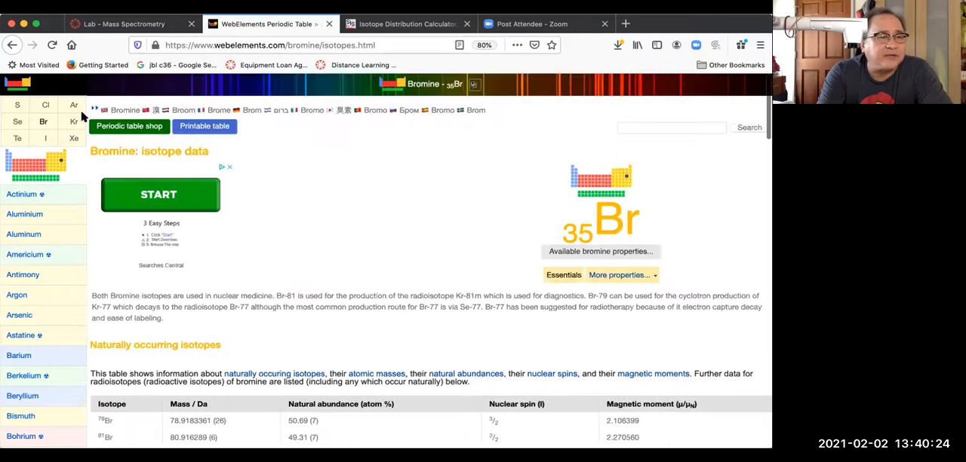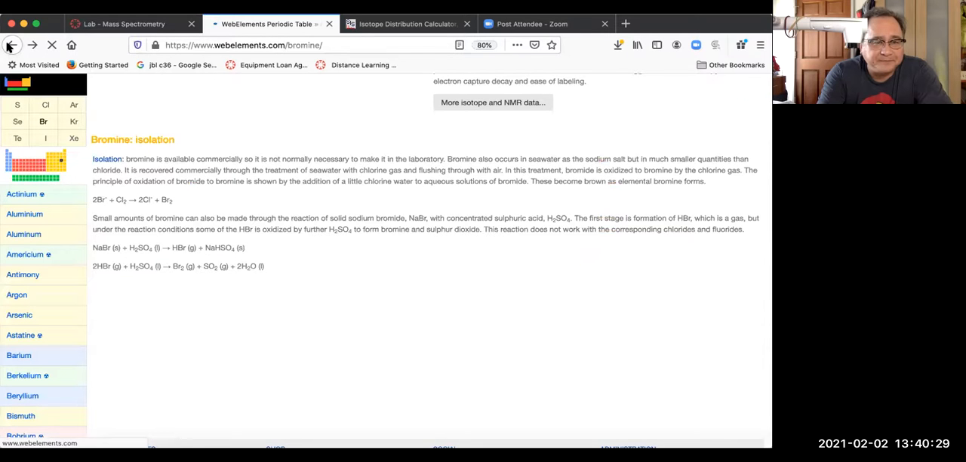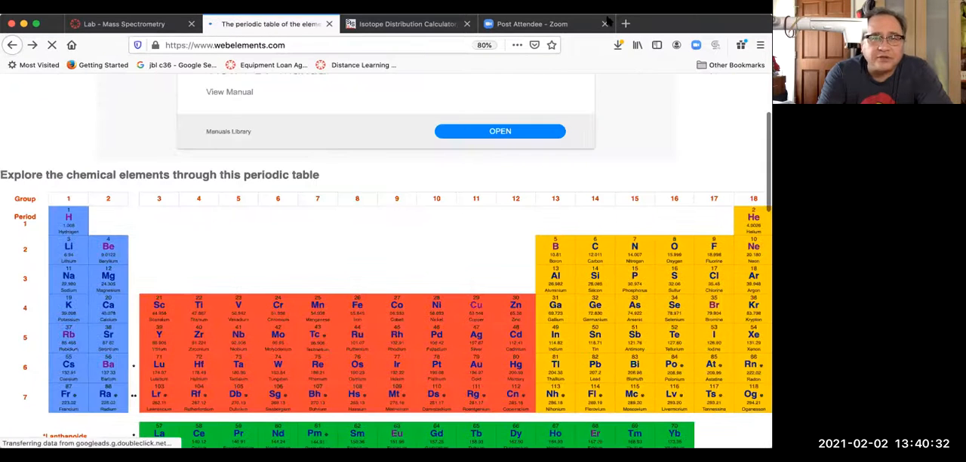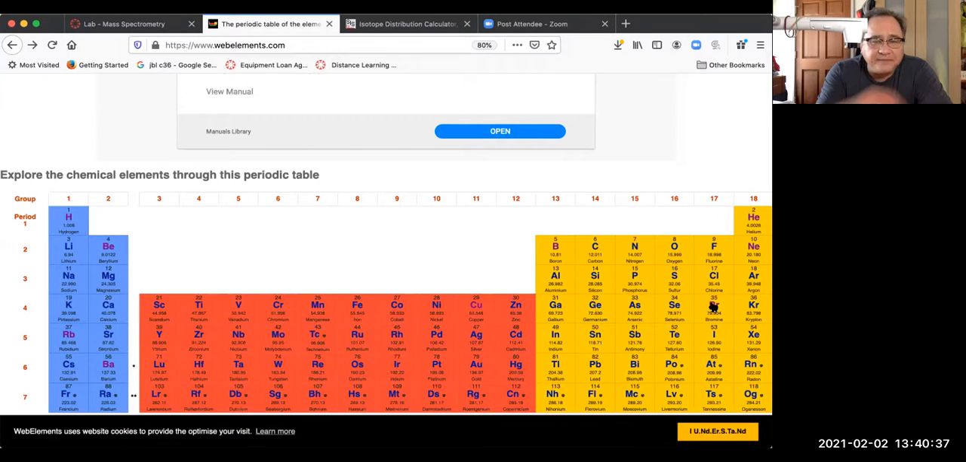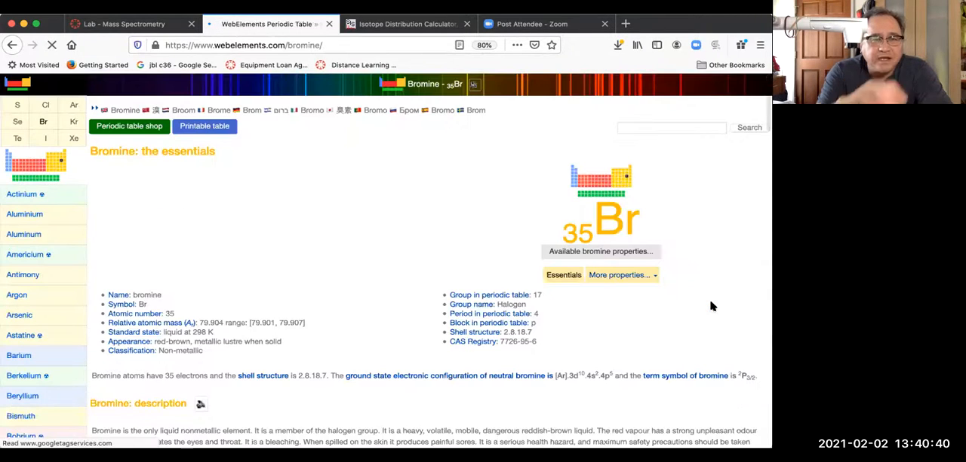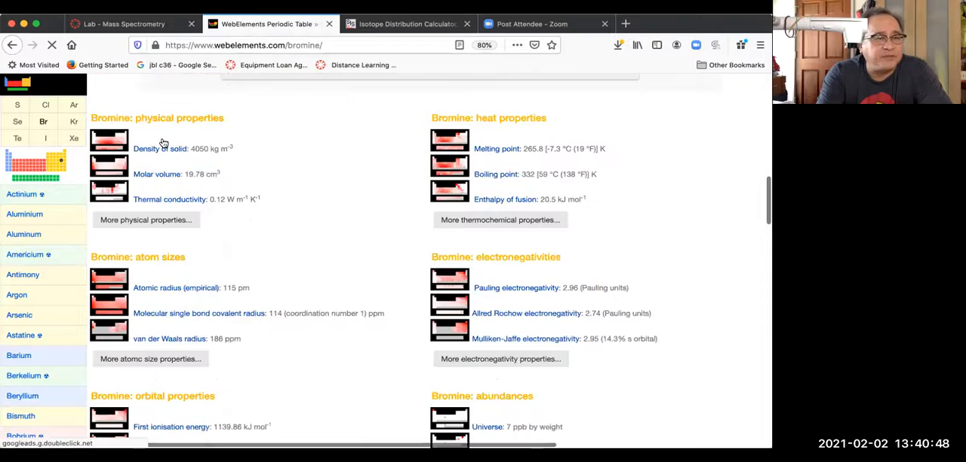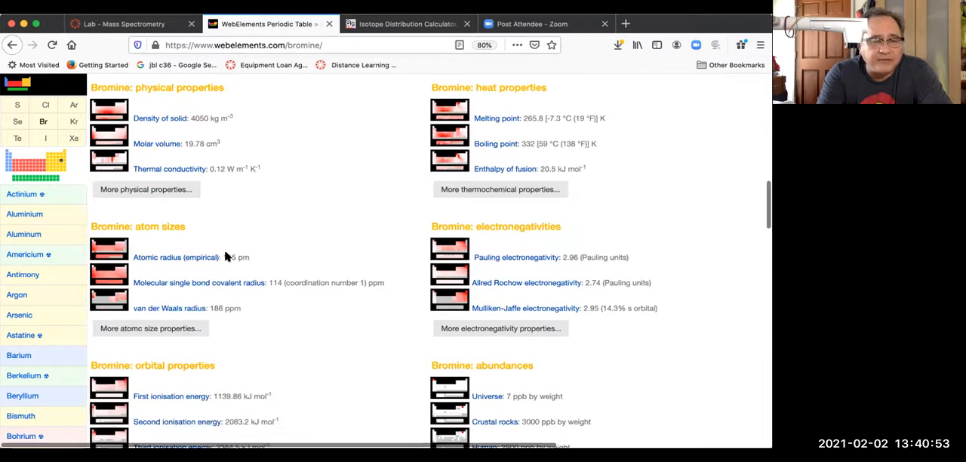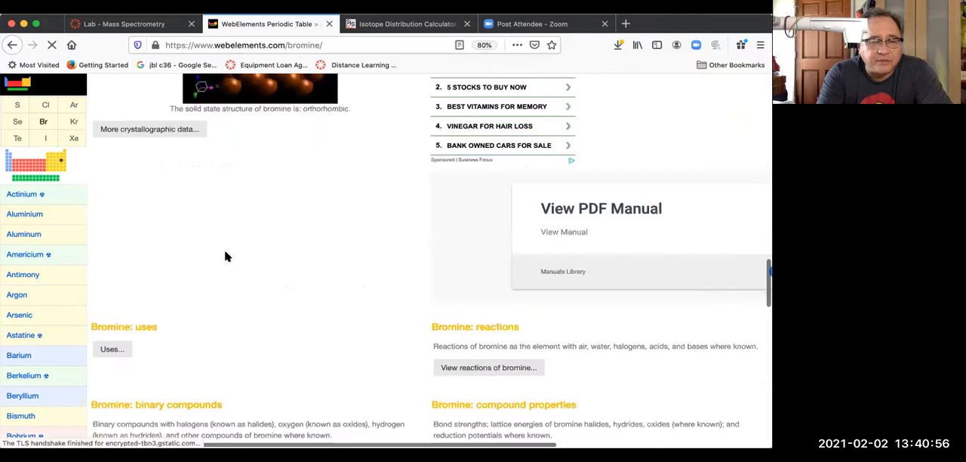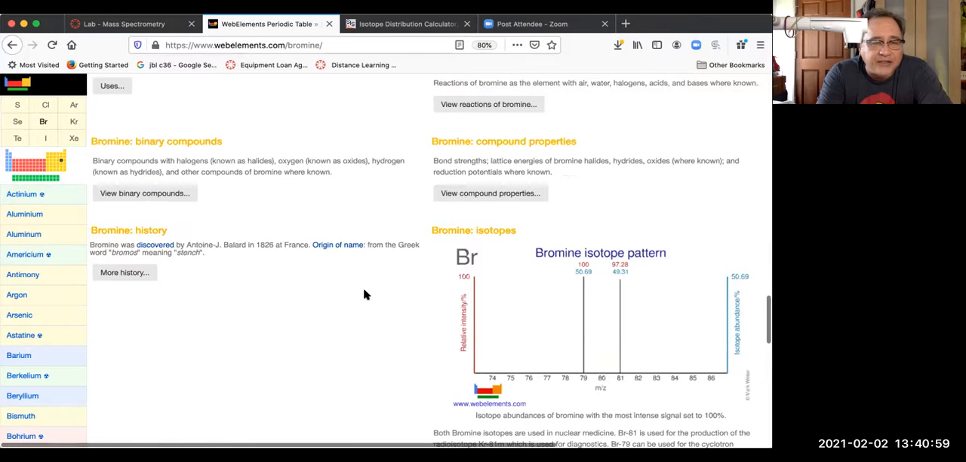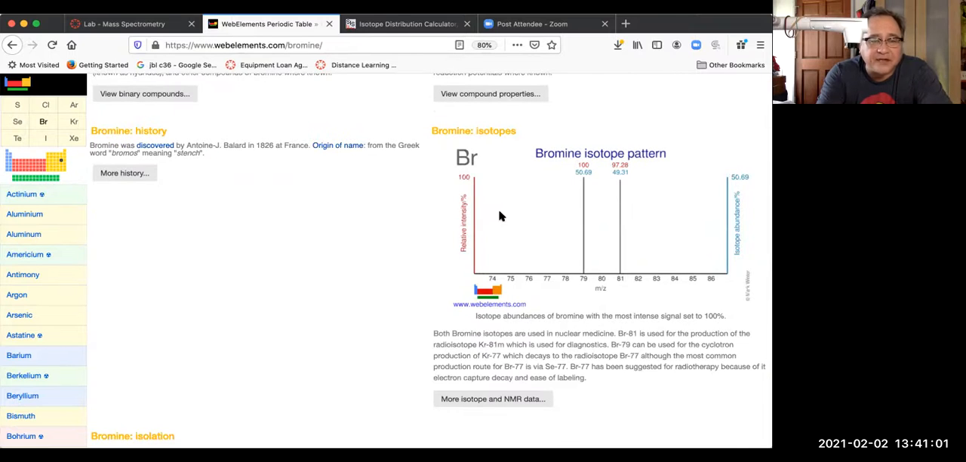And I'm going to go back to the Web Elements where you just see the periodic table. So here's Web Elements, the periodic table. I'm going to link to bromine. And you can see that it says bromine, the essentials. And if we scroll down, you see physical properties, heat properties, electronegativities, and so forth. We're going to keep scrolling. And eventually you're going to get to a place where you see bromine isotopes and a plot or a spectrum.